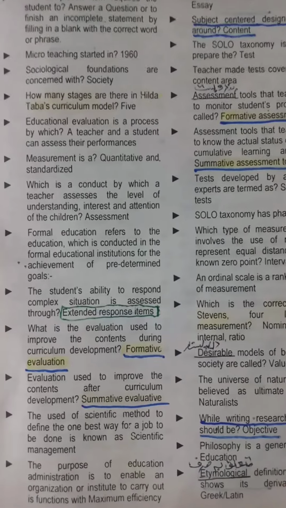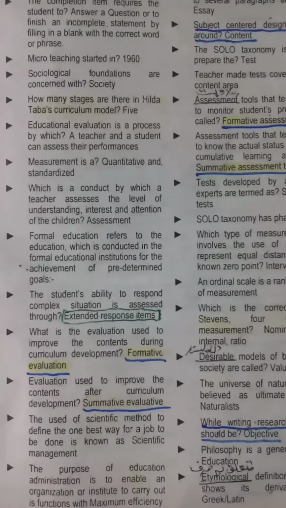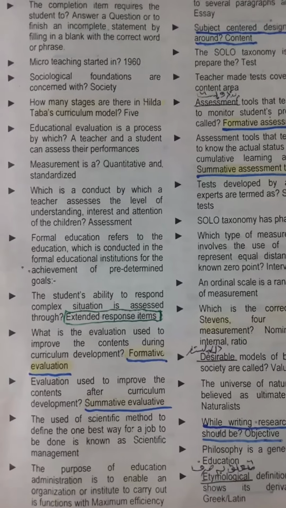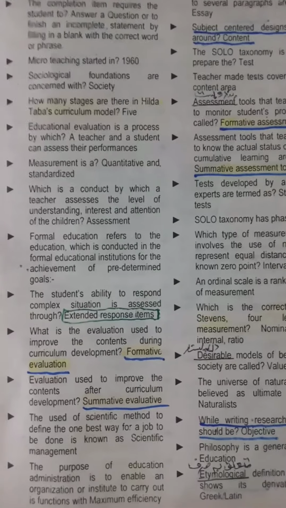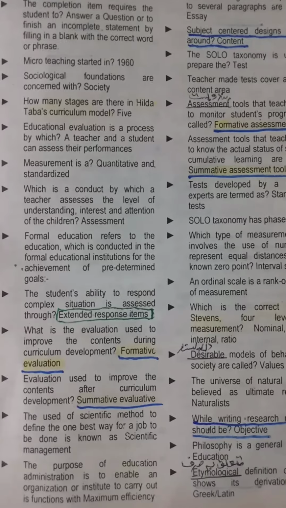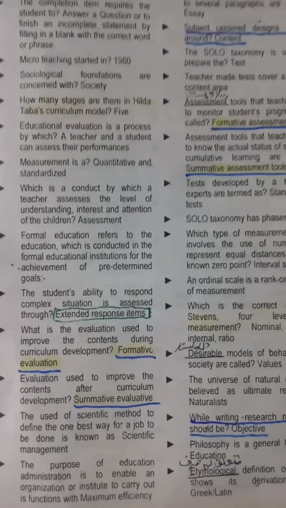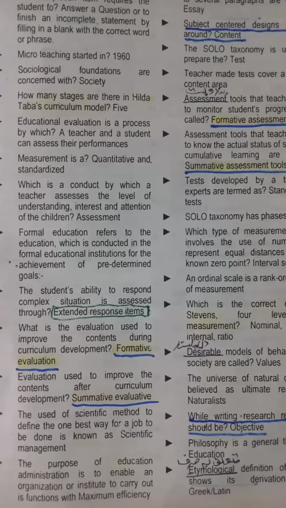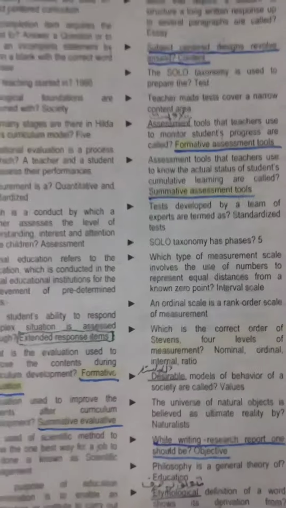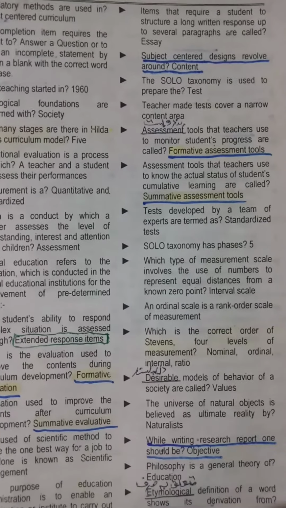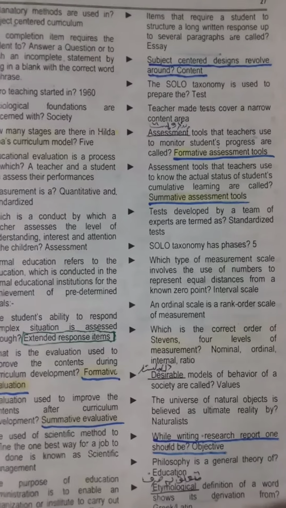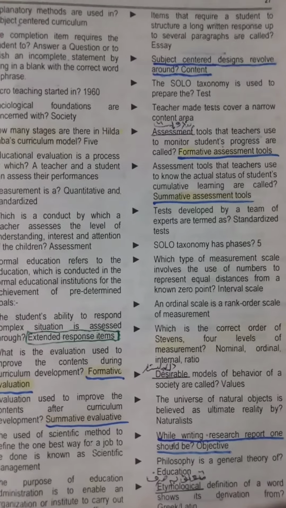Summative evaluation. The use of scientific method to define the one best way for a job to be done is known as scientific management. The purpose of education administration is to enable an organization or institute to carry out its functions with maximum efficiency. Items that require a student to structure a long written response up to several paragraphs are called essay.